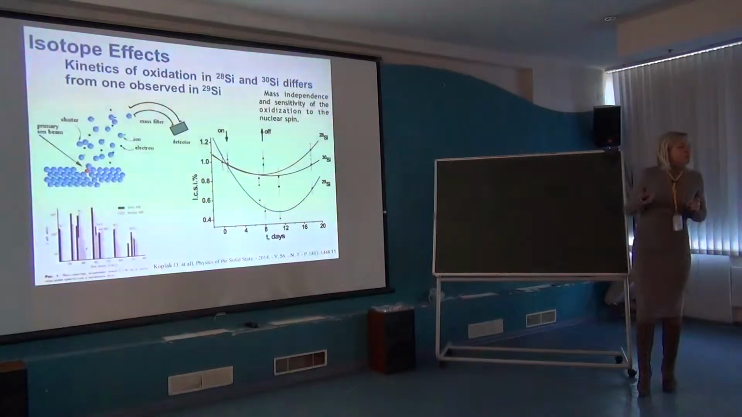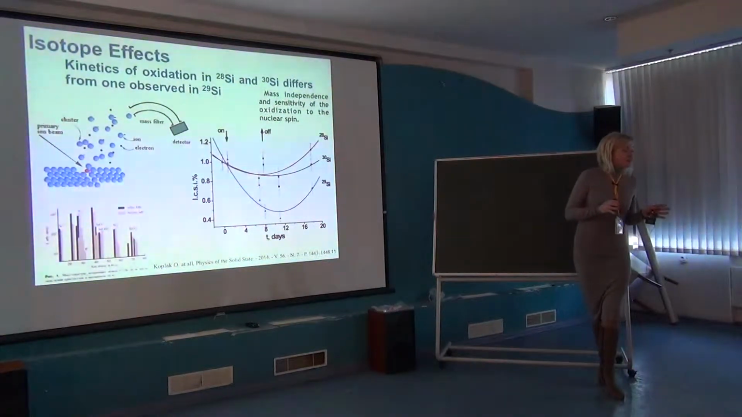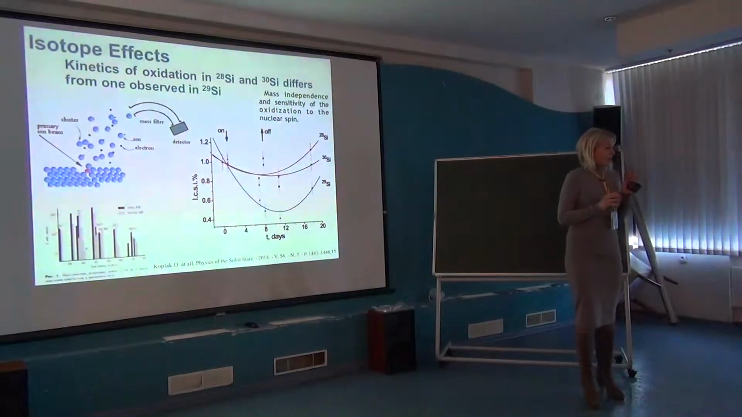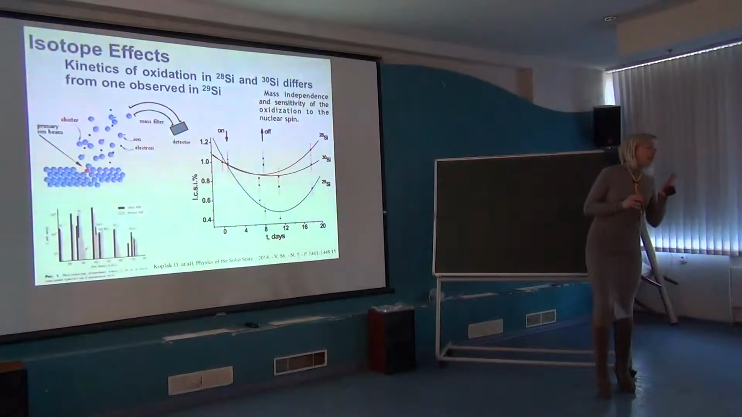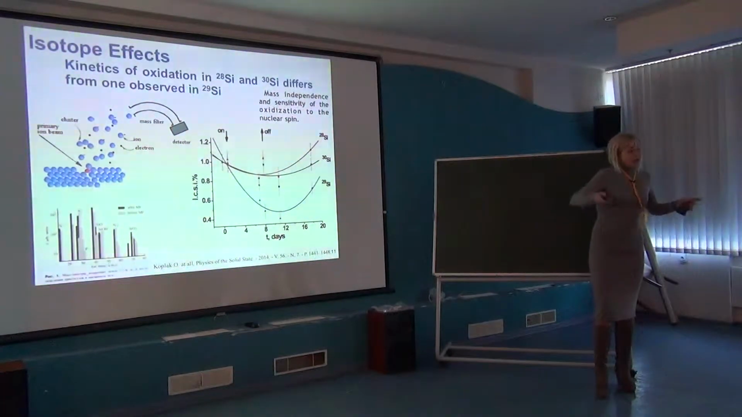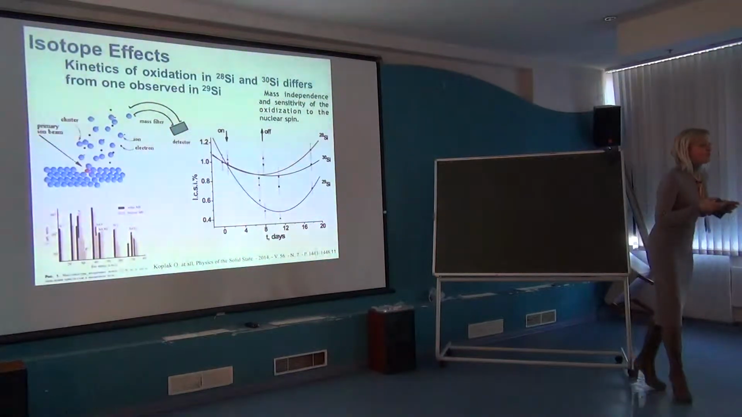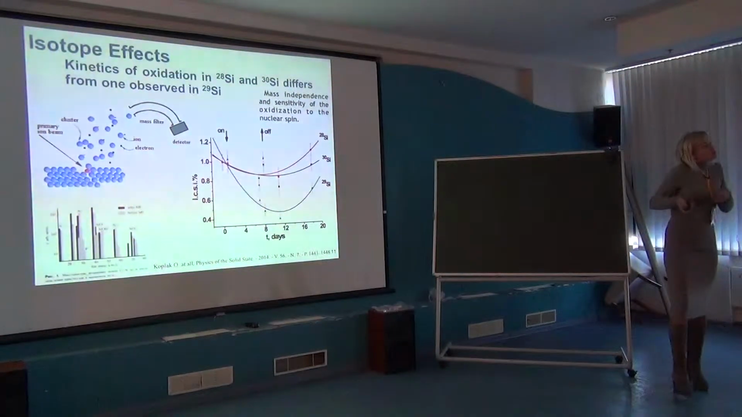And we confirmed this experimentally. We used silicon crystals with natural abundance, where the concentration of silicon-29 was low, just a few percent, 4%. And we were looking for some isotope effect, the kinetics of this effect with time. And we found some dependencies: oxidation of these atoms depends on nuclear spin.